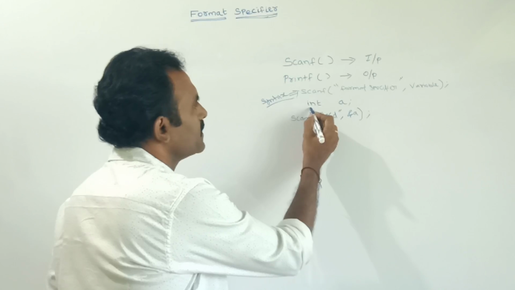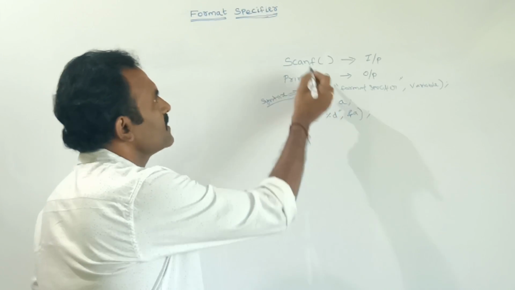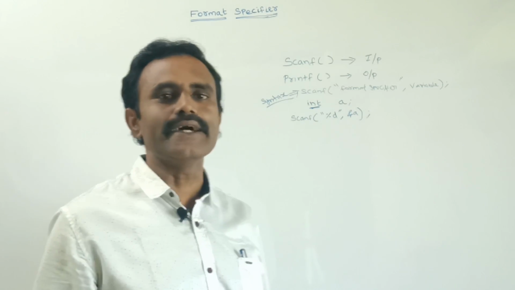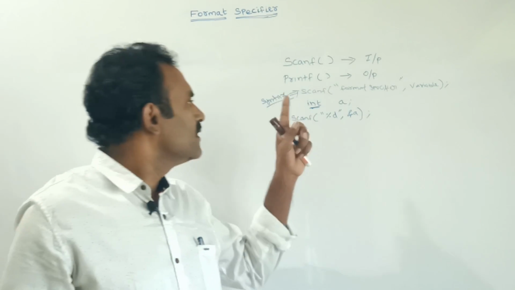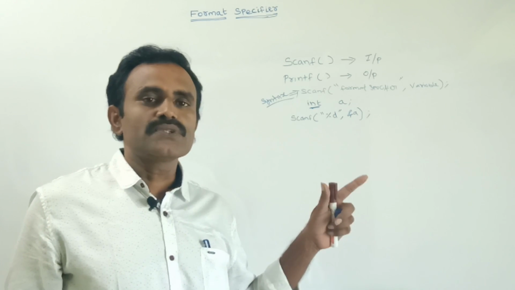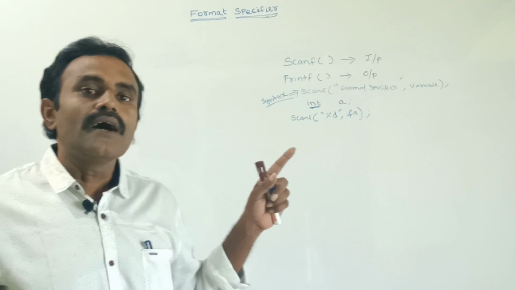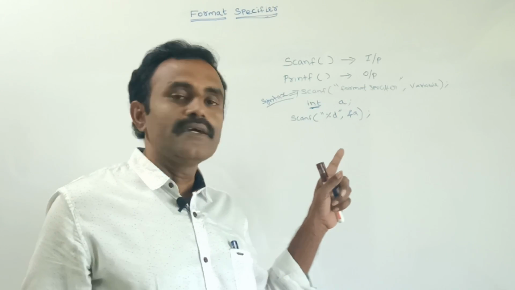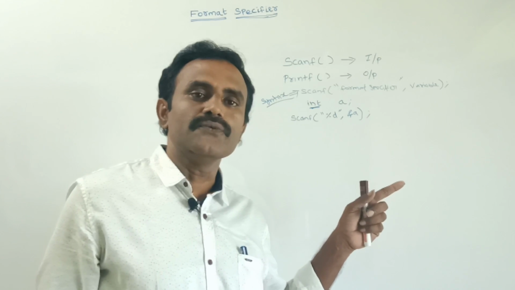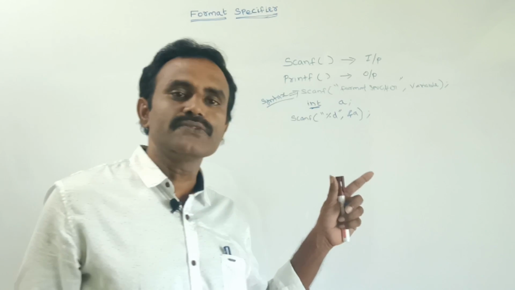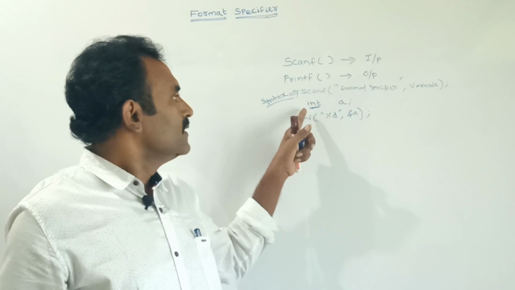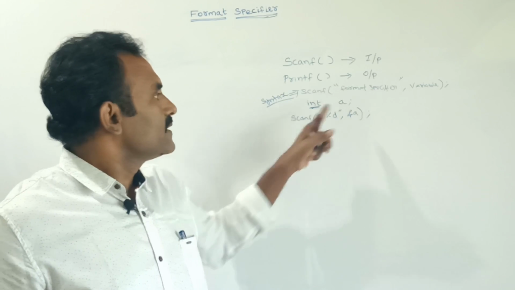See, for integer, what is the format specifier? %d. Each and every data type has a format specifier. When we need to store some value, at that time we should mention the format specifier. If we need to print some value, at that time also we should mention the format specifier. Here I am giving the example for the integer data type.